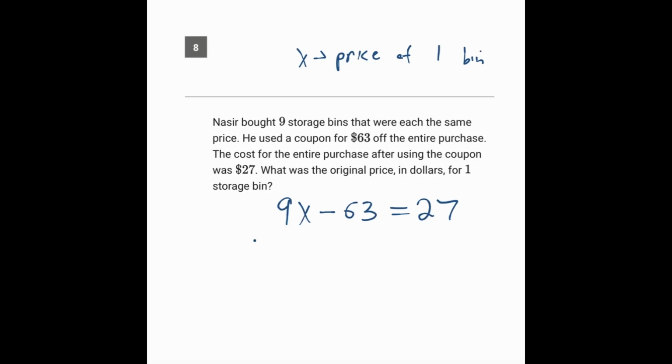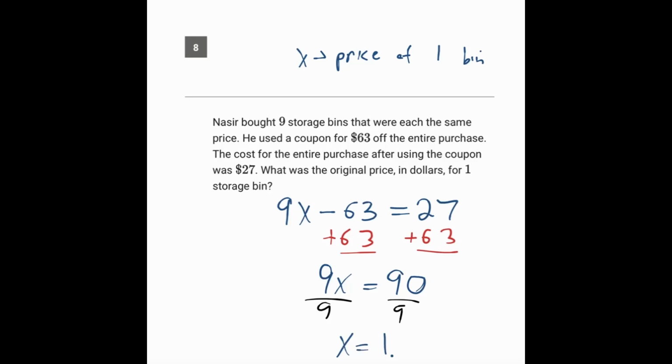So now that we've set it up, we can just start solving the equation. Add 63 to both sides, and you'll get 90 on the right, so 9x equals 90. Now we can divide by 9, and we'll get x equals 10 for number 8.